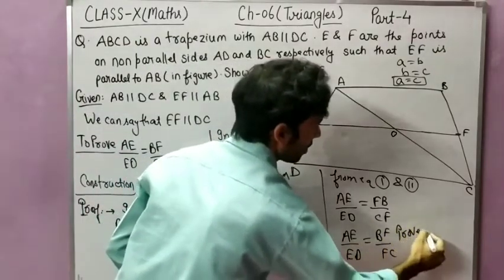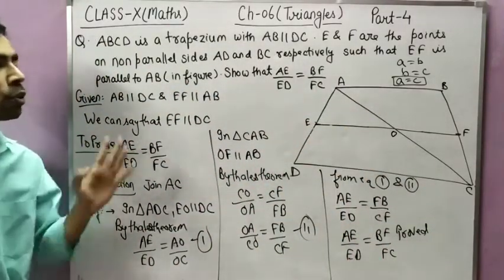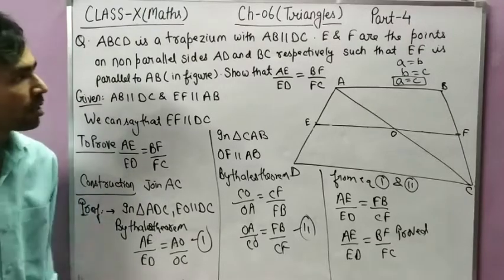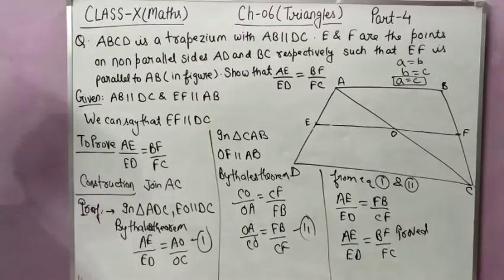So first we drew one construction, then we applied Thales theorem in both the two triangles, and we got the result. So that is the way, student, you have to solve this type of question. Okay, so please note it down.